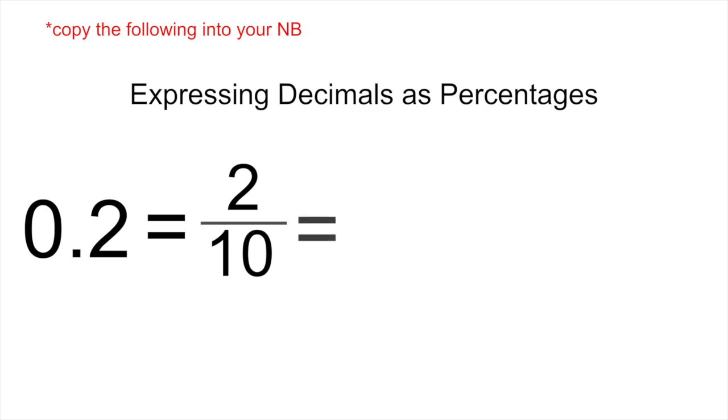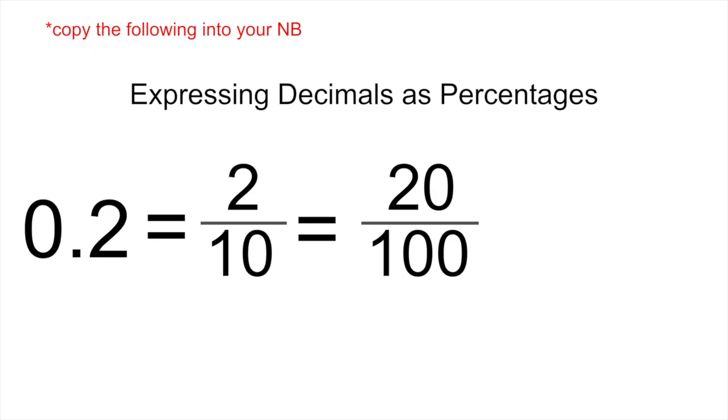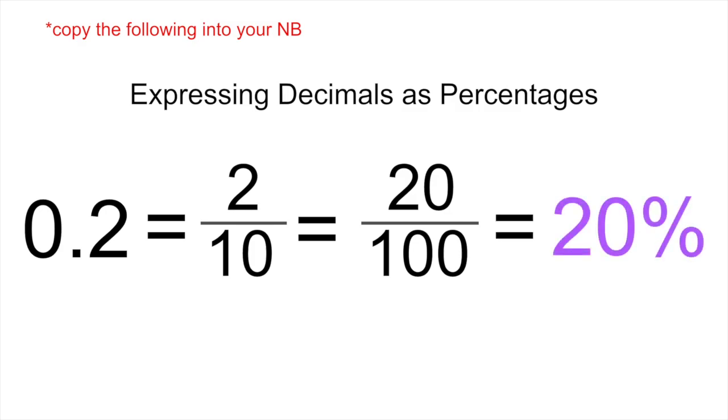I can create an equivalent fraction with 100 in my denominator by multiplying 10 times 10. Remember, equivalent fractions mean that you have to multiply the numerator and the denominator by the same amount. So I have to multiply 2 times 10, and I would get 20 in my numerator. So 2/10 is the same as 20 100ths. Now I have 100 in my denominator. I could now write this as a percentage. It would be written 20%.